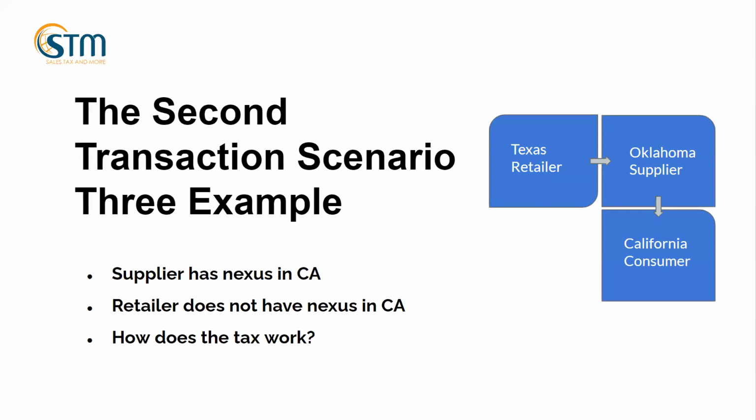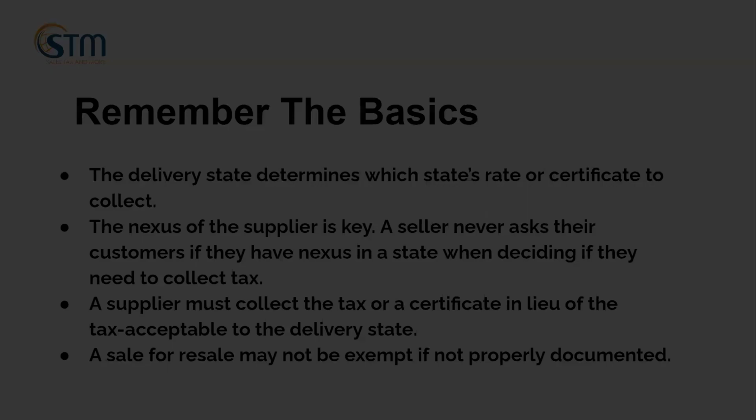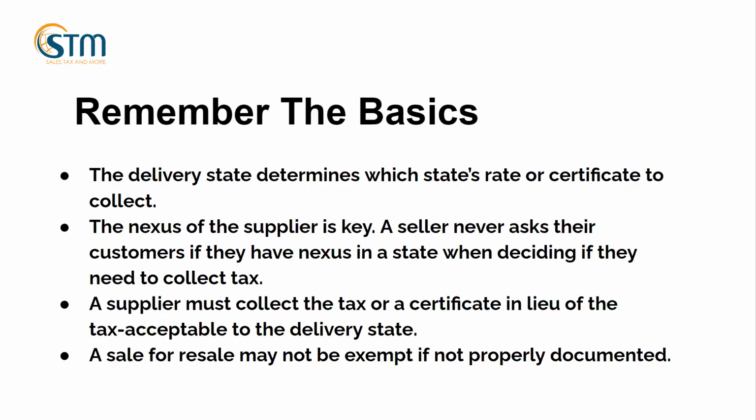So let's look at example 3 with some real life examples here. Let's say that a supplier has nexus in California, and that's where the consumer is located, in California. The retailer does not have nexus in California. The retailer is located in Texas, and the supplier is located in Oklahoma. So how does the tax work? Well, we've got to remember the basics. Delivery state determines which state's rate or certificate to collect.